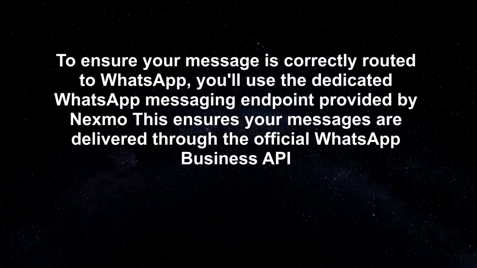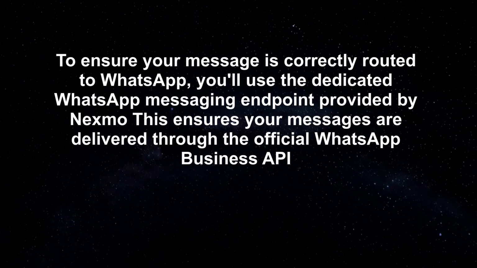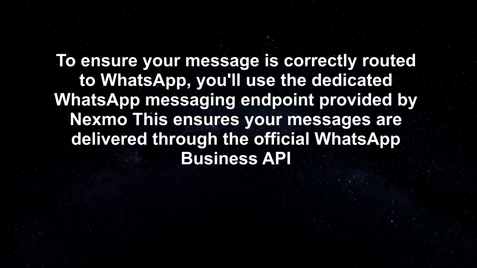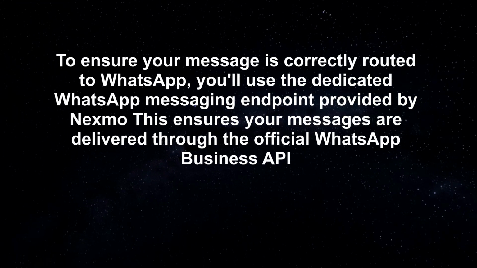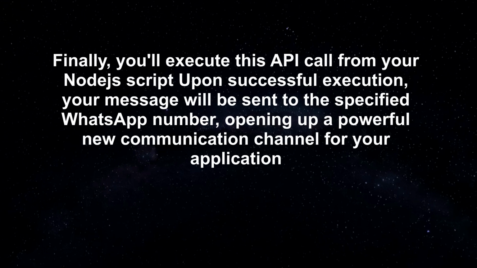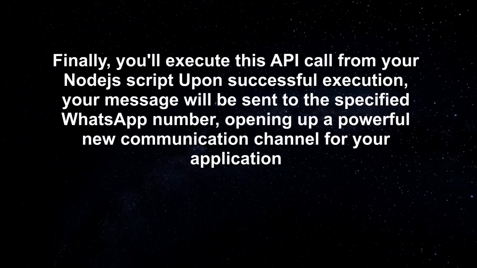To ensure your message is correctly routed to WhatsApp, you'll use the dedicated WhatsApp messaging endpoint provided by Nexmo. This ensures your messages are delivered through the official WhatsApp Business API. Finally, you'll execute this API call from your Node.js script.